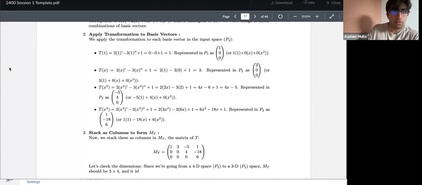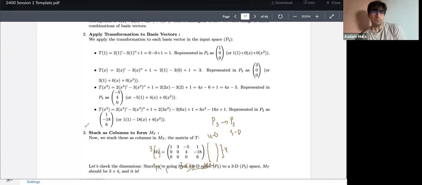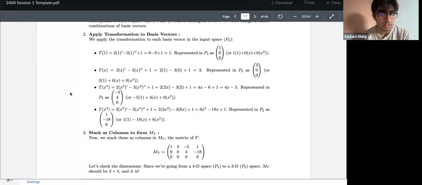Remember, we want to go from P3 to P2. P3 is 4-dimensional and P2 is 3-dimensional. So we should be able to take in a 4-dimensional vector here and output a 3-dimensional vector, which makes sense, because our matrix is 3 by 4. So we multiply by a 4 by 1, and then we get a 3 by 1. Excellent. It looks like we did it. At least the dimensions are right. Again, that's a good way of checking your answer.